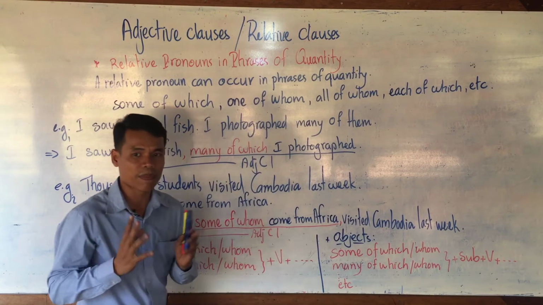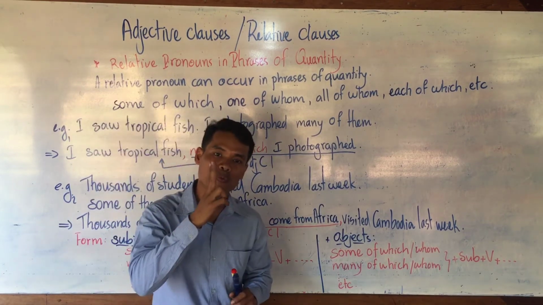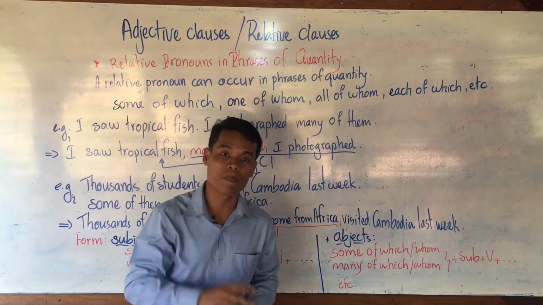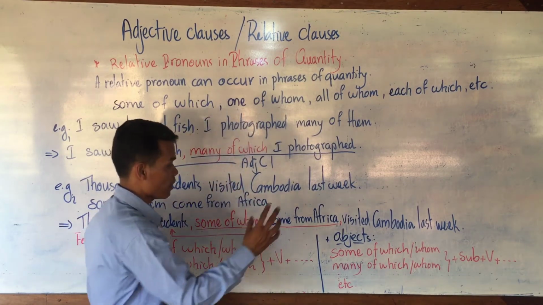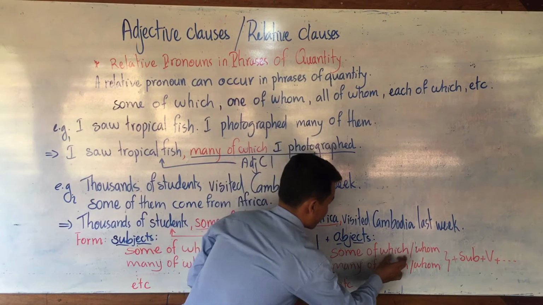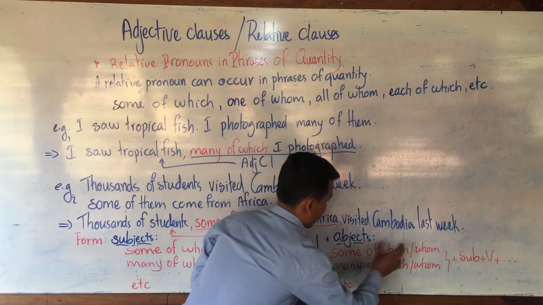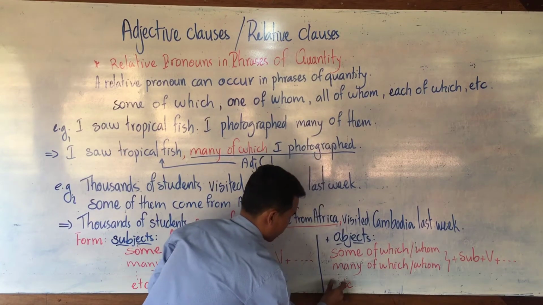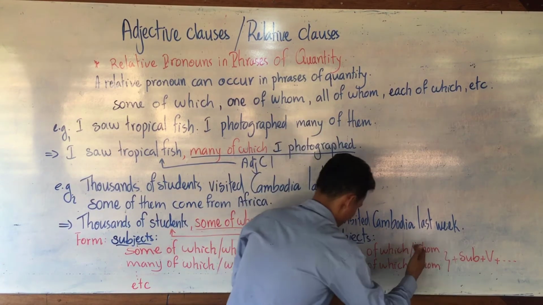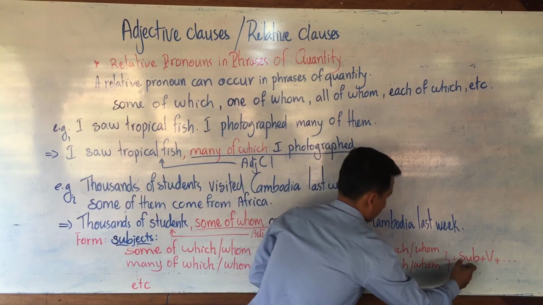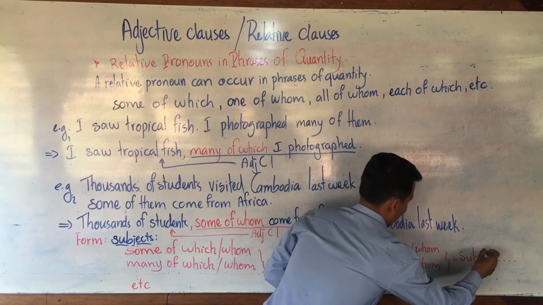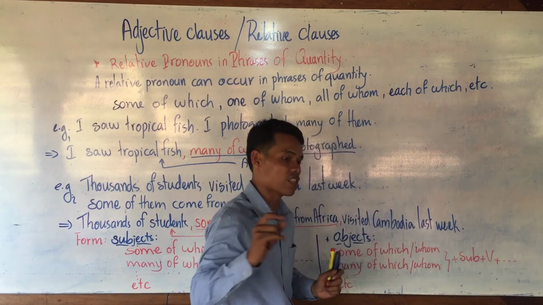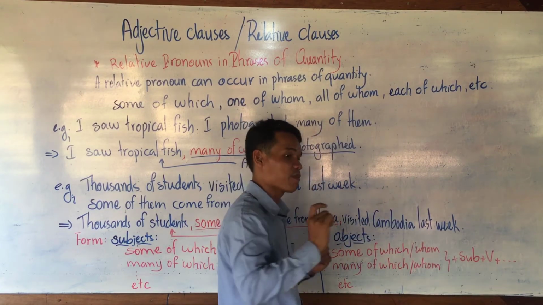How about object? When you talk about object, we have to think of two: one is the object of a verb and the other is the object of a preposition. We can write it like this: some of which for things, some of whom for people, many of which for things, many of whom for people, etc., plus subject. After this is a subject and verb, so it is the object of the verb here. It can be a transitive verb or a verb plus preposition.